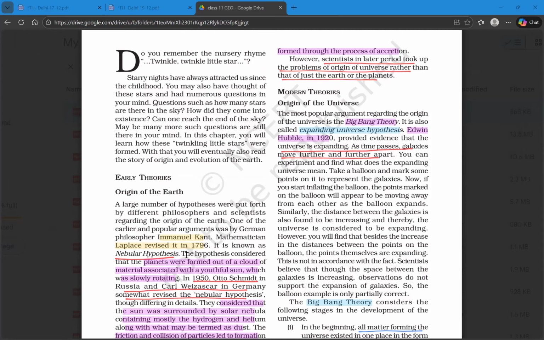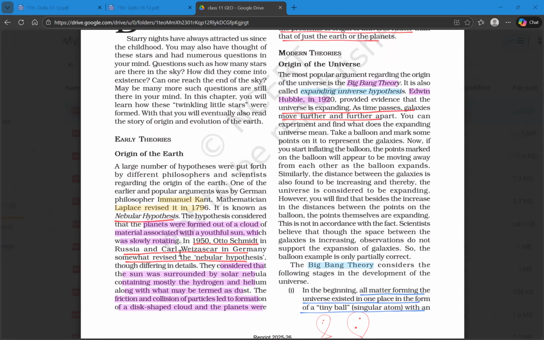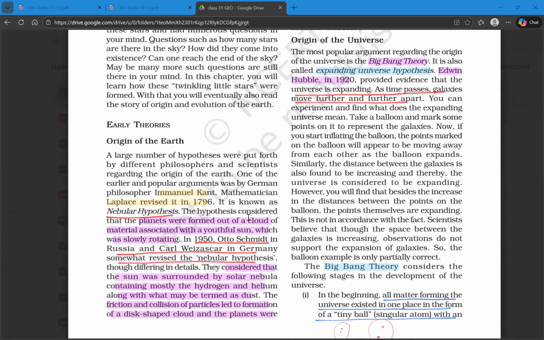We'll see what the nebular hypothesis is. The hypothesis considered that the planets were formed out of a cloud of material associated with a youthful sun which was slowly rotating. So this is what the nebular hypothesis states, given by Laplace, that is, planets were formed out of a cloud of material associated with a youthful sun which was slowly rotating.